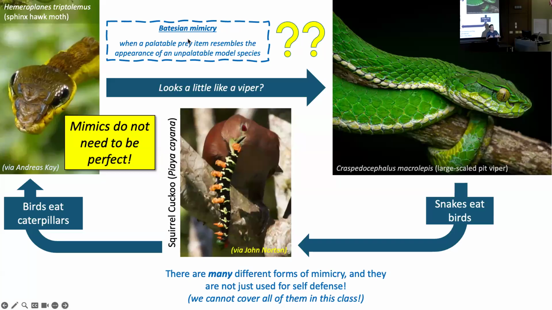It feels like, of the two we've learned, it seems like it's closest to Batesian mimicry because it is a palatable prey item, this caterpillar. It would be great for this bird, the squirrel cuckoo, to eat, but it then mimics, it creates a signal that ends up causing a bird to be less likely to eat it. So it feels like Batesian mimicry, but doesn't quite fit that.